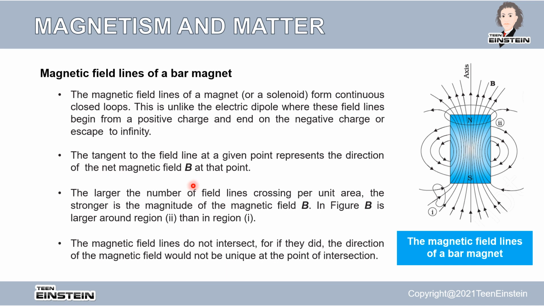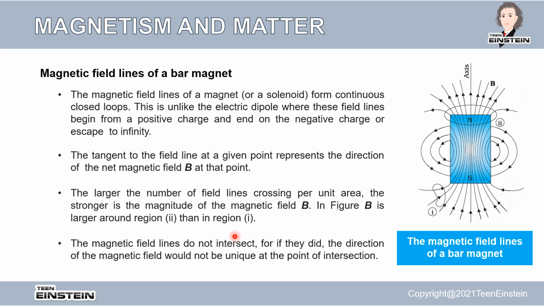Now, the tangent to the field line at a given point represents the direction of the net magnetic field B at that point. So this is similar to the electric field. If you have a field line here, and at this particular point you draw a tangent, that tangent will tell you the direction of the magnetic field at that point. The larger the number of field lines crossing per unit area, the stronger is the magnitude of the magnetic field B. This is again similar to the electric field case, where we judge the strength of the electric field based on the density of the field lines.